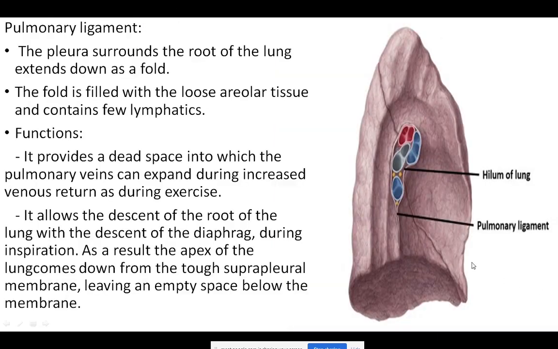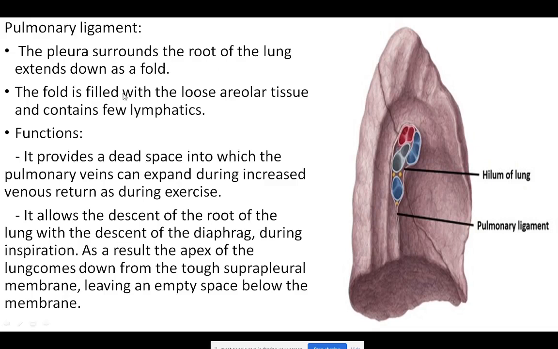Okay, the pulmonary ligament. Remember the root of the lung? It is bounded by the mediastinal pleura, and this extending portion of the pleura below the root of the lung is known as the pleuropulmonary ligament. The pleura surrounds the root of the lungs, extending down as a fold, like a cuff of a shirt. This extending portion which forms a fold is known as the pulmonary ligament.